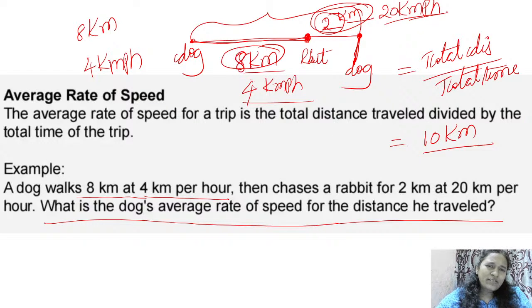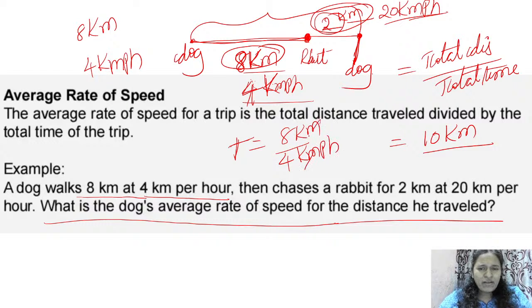8 kilometers it traveled. The speed is 4 kilometers per hour. Then what is the time? Time is equal to distance by speed, right? Distance is 8 kilometers and speed is 4 kilometer per hour. That means 2 hours. Initially, it runs for 2 hours. This is 2 hours. And next, what is the speed?